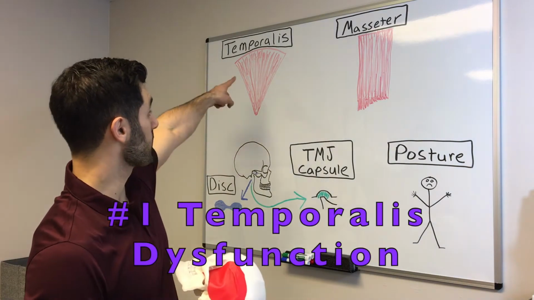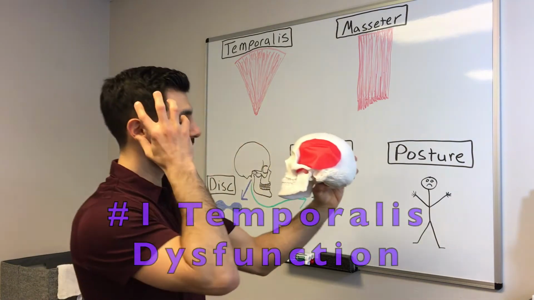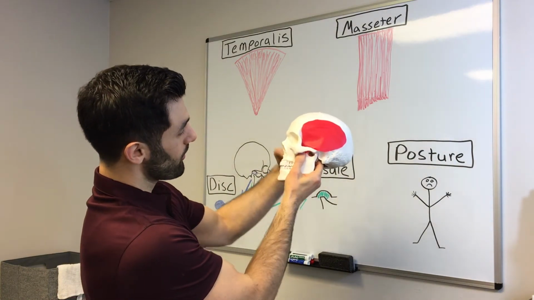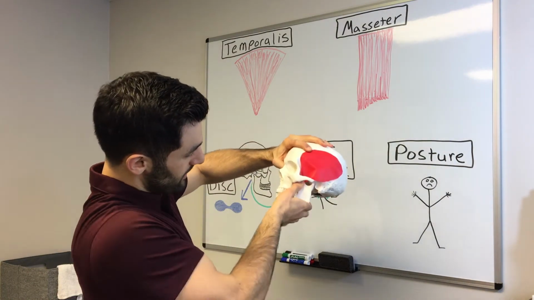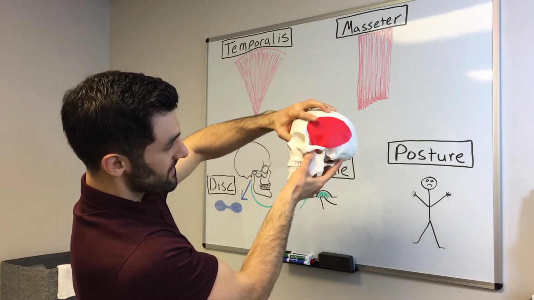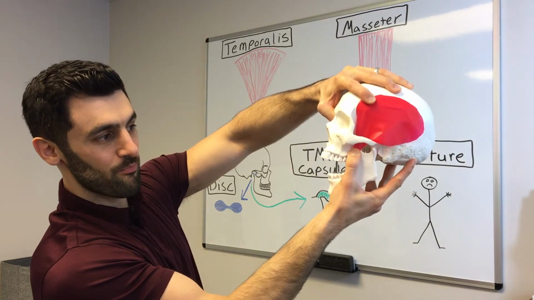And the first one we'll look at is the temporalis. So the temporalis is situated right on the side of the skull, and it goes all the way down to the jaw, so that when it opens, this muscle here stretches because it's connected to the jaw. So when it's open, this muscle is getting a deep stretch, and when it closes, it's pulling.